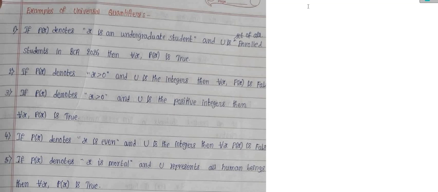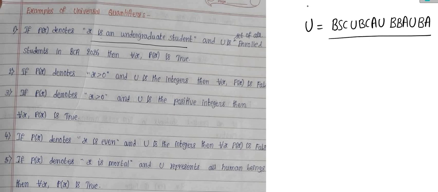Let us observe here, P of x denotes x is an undergraduate student. The statement P of x means x is an undergraduate student. Here U is the set of all enrolled students. That means U means the BSc students, BCA students, BBA students and also BA students. So U is the union of total combinations of college.